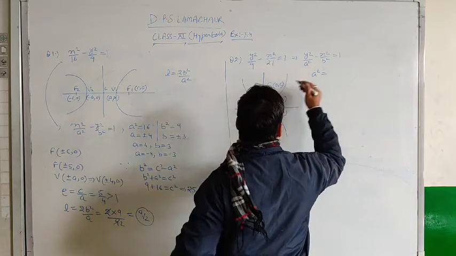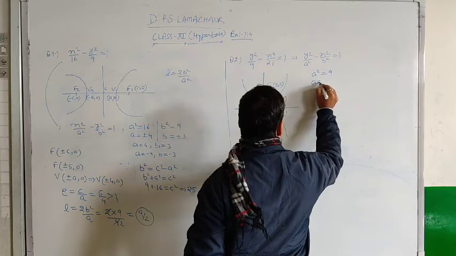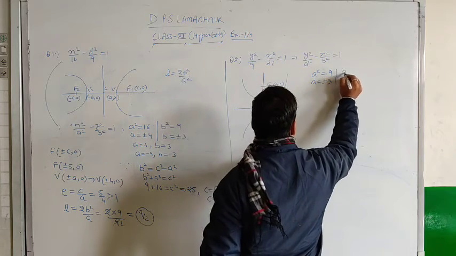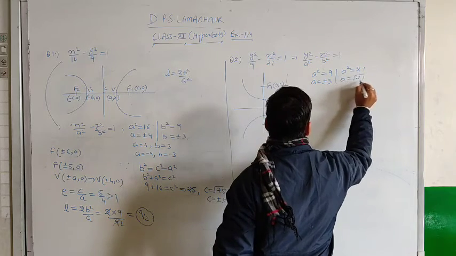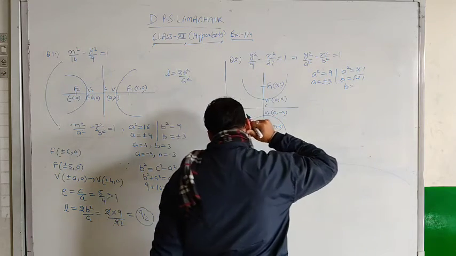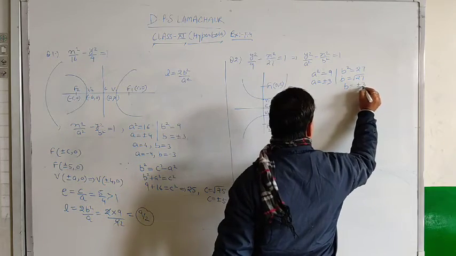So a square is 9, so this implies a is equal to plus minus 3. On comparing, b square is equal to 27, so b will be root of 27, which means b is equal to plus minus 3 root 3, since 3 nines are 27.